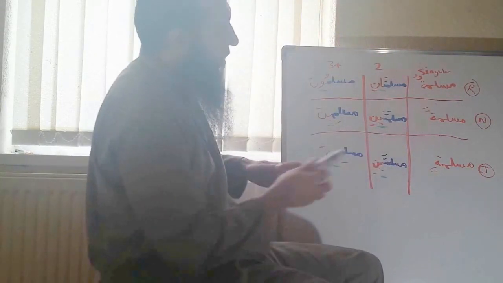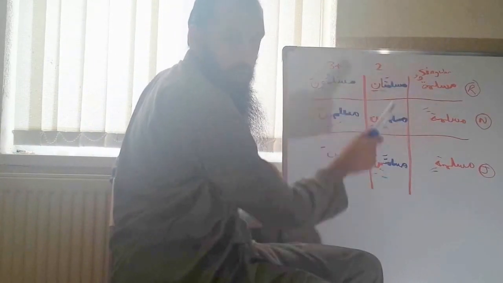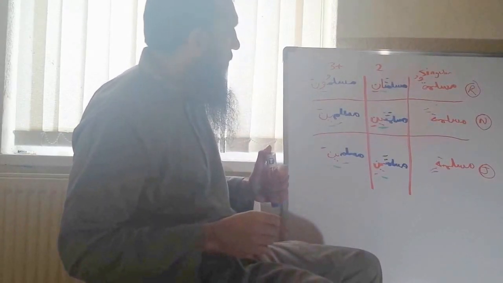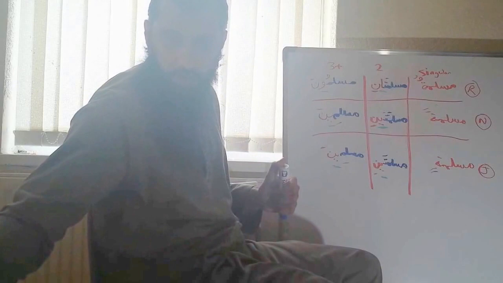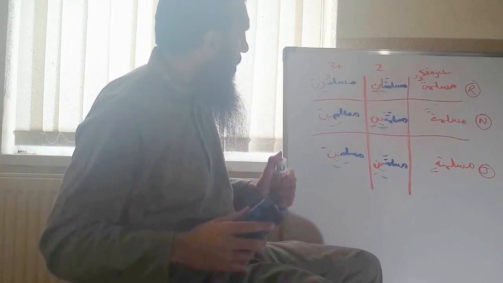Muslimatani. Okay, so the feminine is muslimatun, muslimatan, muslimatin, muslimatani, muslimataini, muslimataini. And again, this table you need to know. And as I say, very similar to the last one, so it should be straightforward. The other thing to mention.